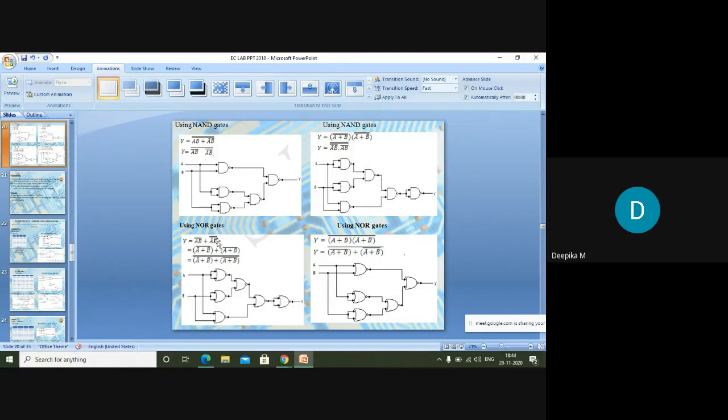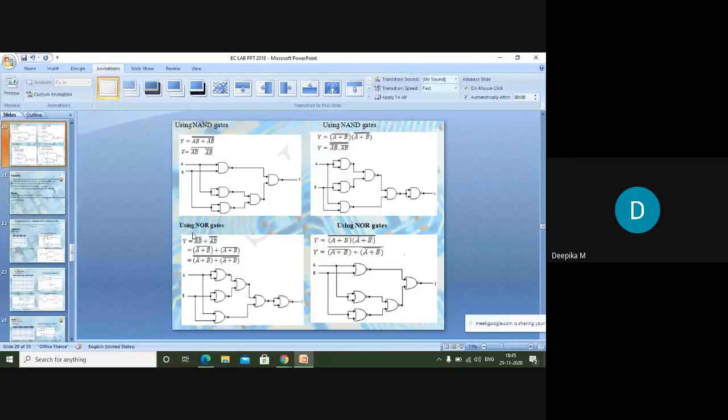Again, by using the NOR gate, we can implement the same in this way. For all those, we have to do the double bar. Here for the whole term we have to do the double bar, but for the NOR gate we have to do the double bar for each and every term. For each product term and each sum term we have to do it, and we have to implement it in this way.